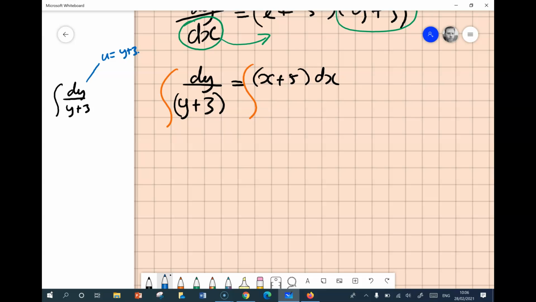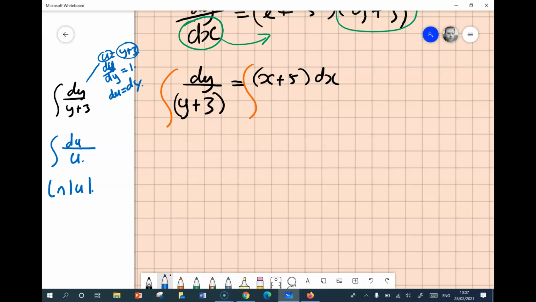Okay, so I get du/dy equals 1. So du is equal to dy. So I can swap my du for my dy, and I can swap my y plus 3 for u. So I know dy is the same as saying du, and then instead of y plus 3 I can just do u. So I'm just getting the integral of u then, and then when I look up the integral of u, more correctly the integral of 1 over u, it's going to give me the natural log of u.